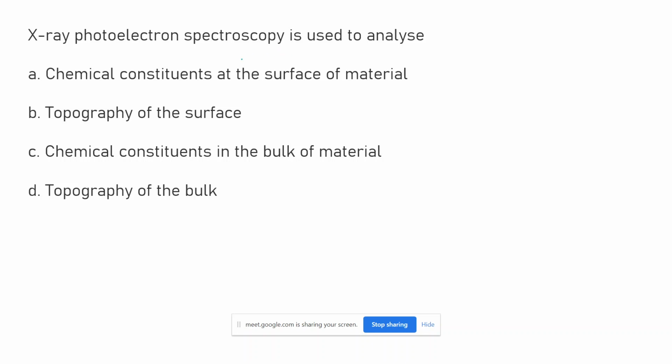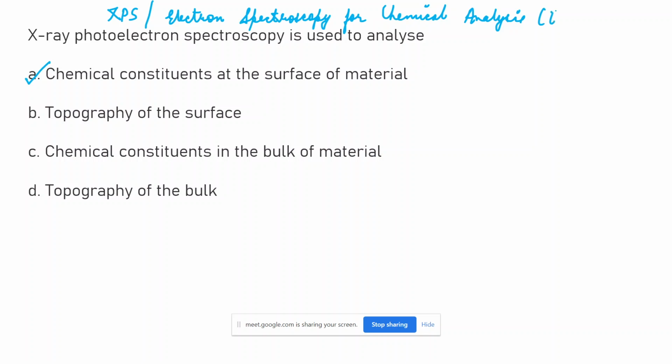X-ray photoelectron spectroscopy is used to analyze chemical constituents at the surface of the material. X-ray photoelectron spectroscopy, or XPS, has another name, which is electron spectroscopy for chemical analysis, or ESCA. It is a very widely used technique to analyze the chemical constituents at the surface of any material, and it can also analyze the composition and the different bonding states because it uses X-rays on the sample surface.